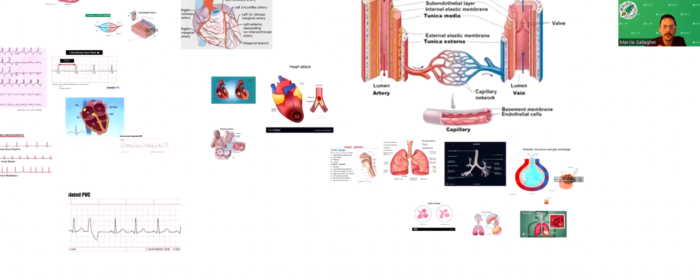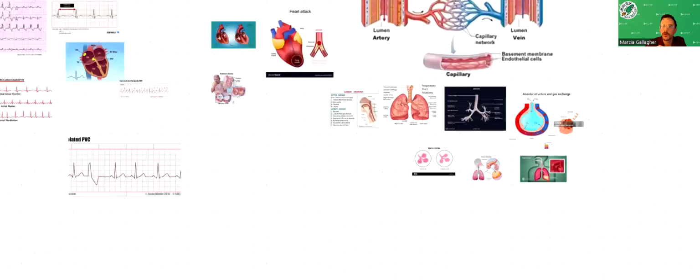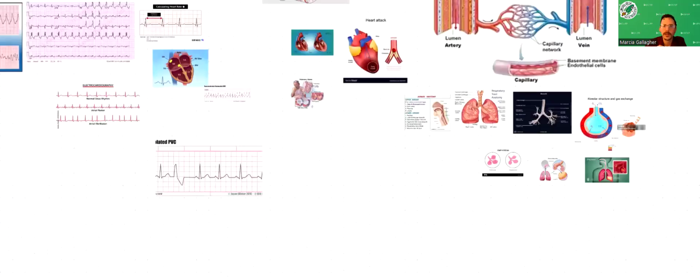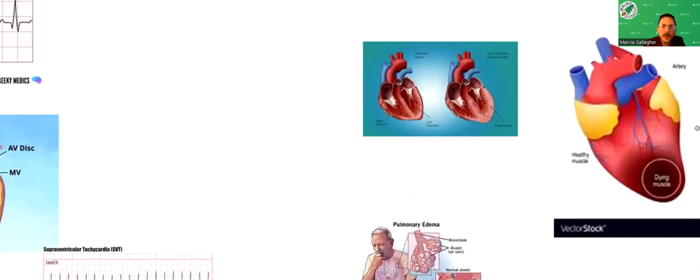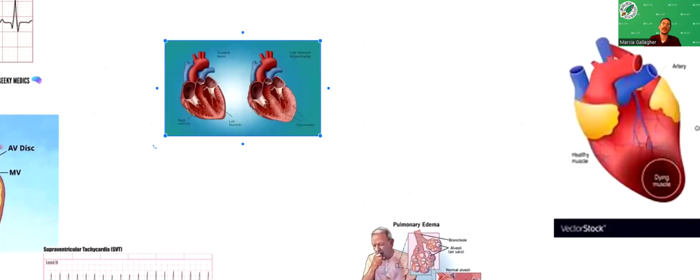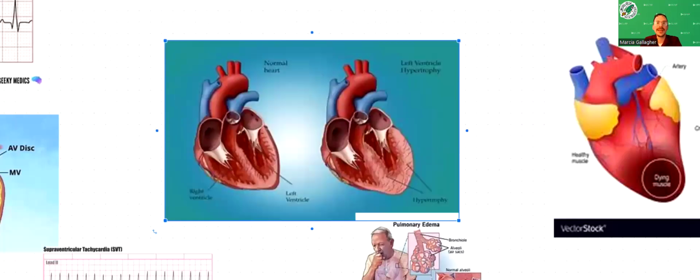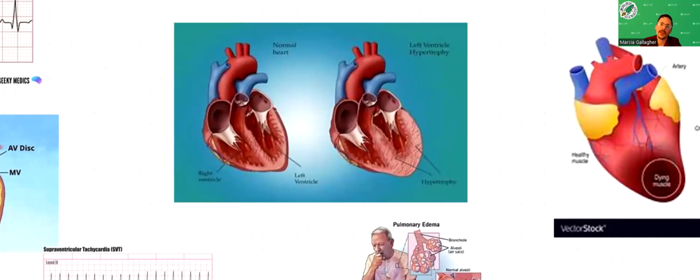A couple of common disorders that affect the cardiovascular system. This is called left ventricular hypertrophy. Hypertrophy meaning too big. This is whenever the muscle of the left ventricle is entirely too big. This can cause different kinds of heart failure.